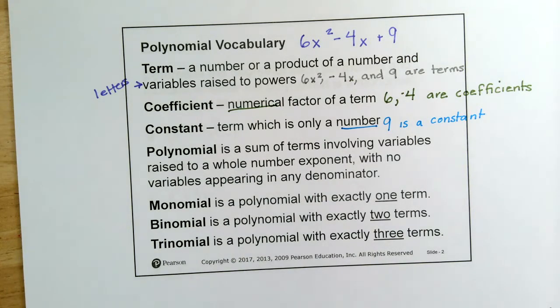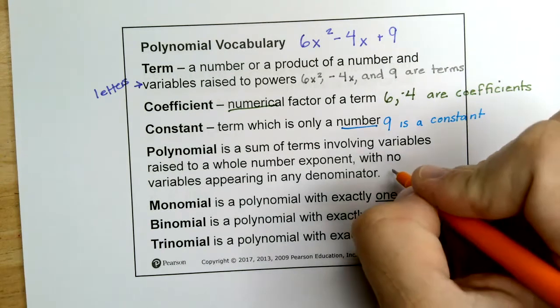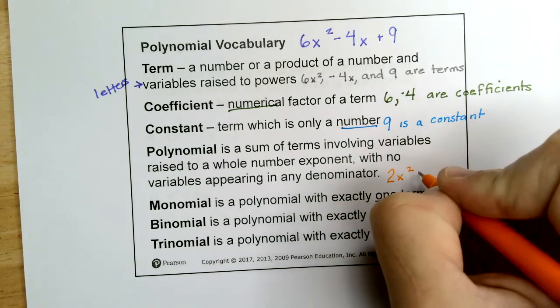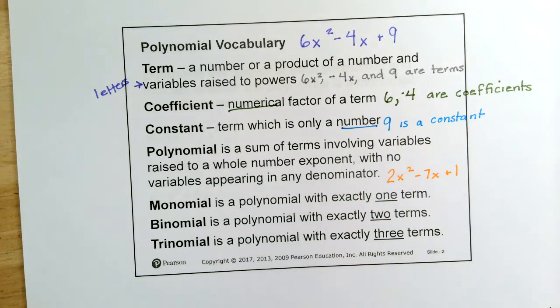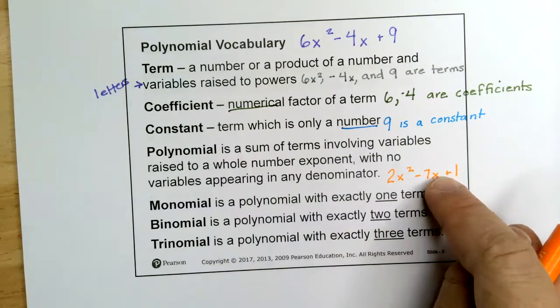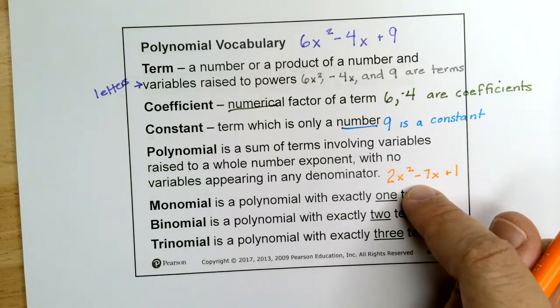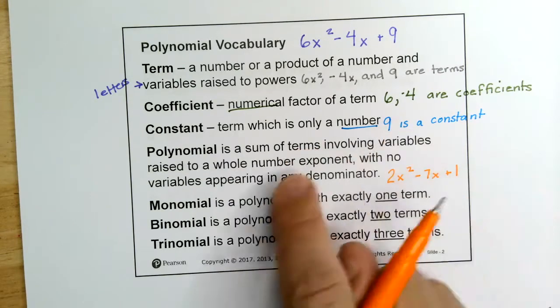A polynomial is a sum of terms involving variables raised to a whole number exponent. So the exponent will never be 1/2 or 1/4, and no variables appear in any denominator. I'll just give you another one: 2x squared minus 7x plus 1 is another polynomial. It's a sum, meaning we're adding together, but if we add a negative, we're actually subtracting. So we're just summing up different terms.